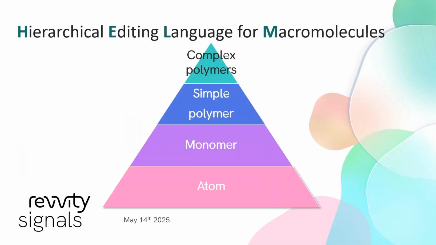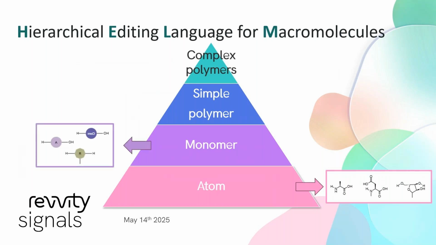So what is HELM? HELM is a line notation to represent these complex biomolecules, biopolymers. HELM stands for Hierarchical Editing Language for Macromolecules. And you can see from this little pyramid, this is representing this particular hierarchy. At the bottom of it, you have the all atom representation for residues, for instance here. I've represented a couple of amino acids as well as a ribose molecule. These molecules you can represent differently, symbolizing them by a certain coding system. Like alanine, for instance, would be represented by an A.